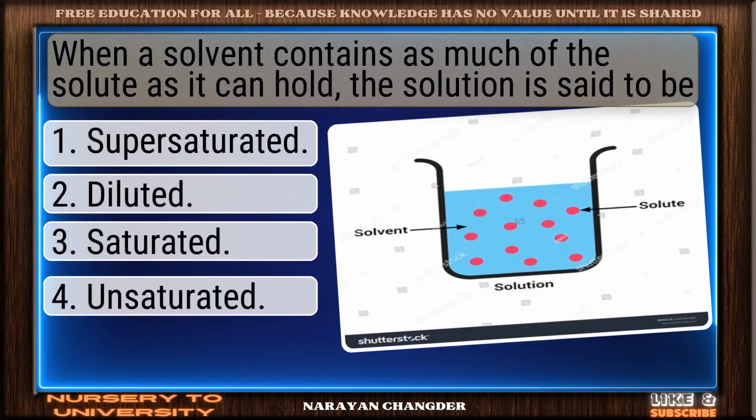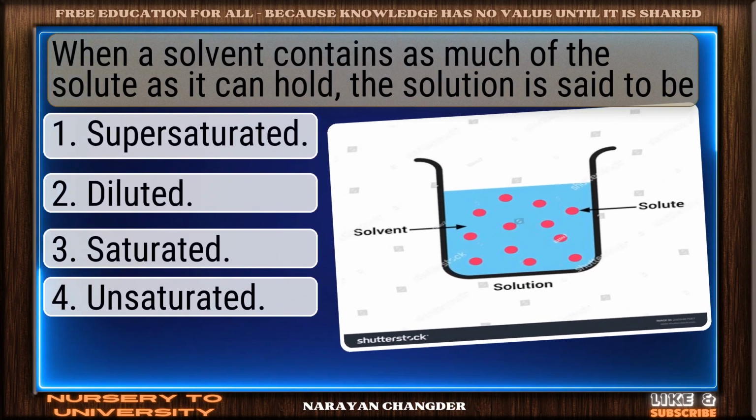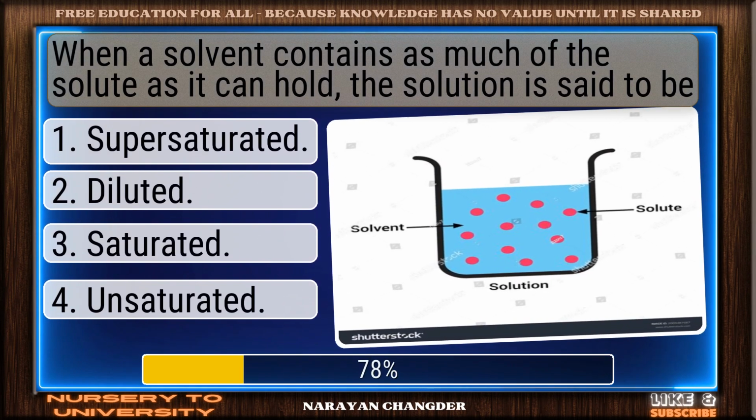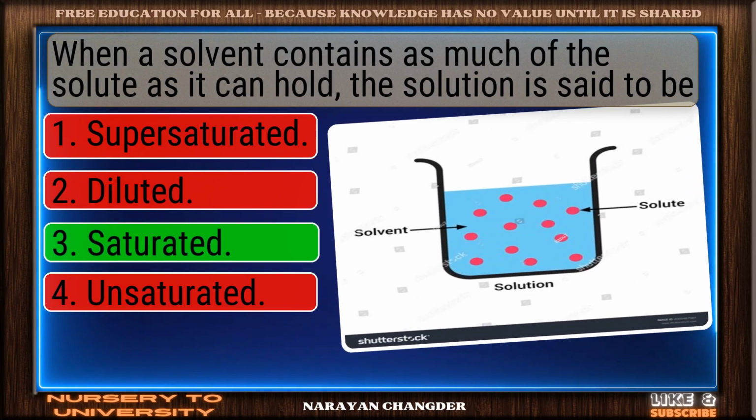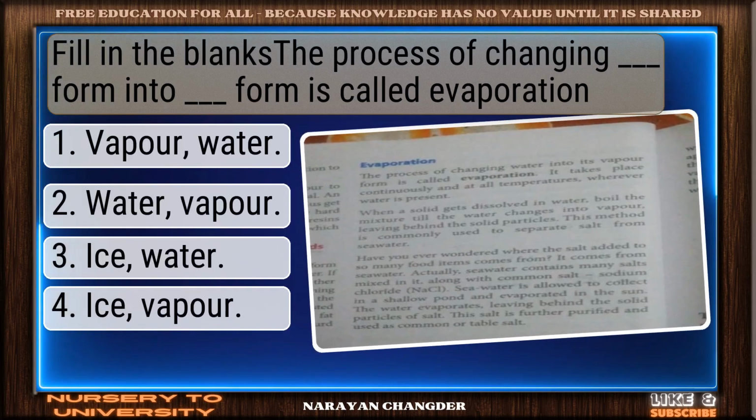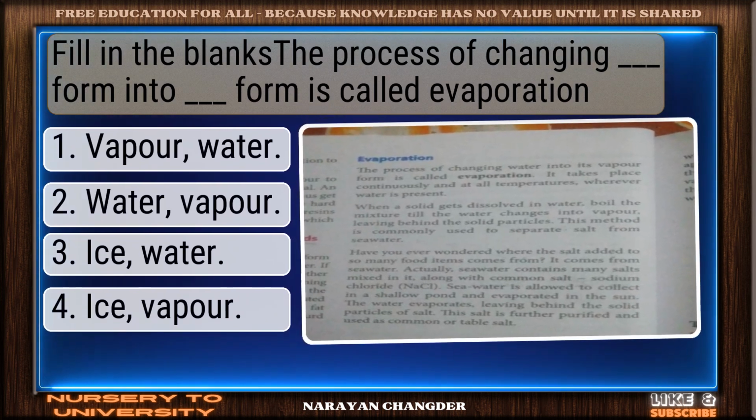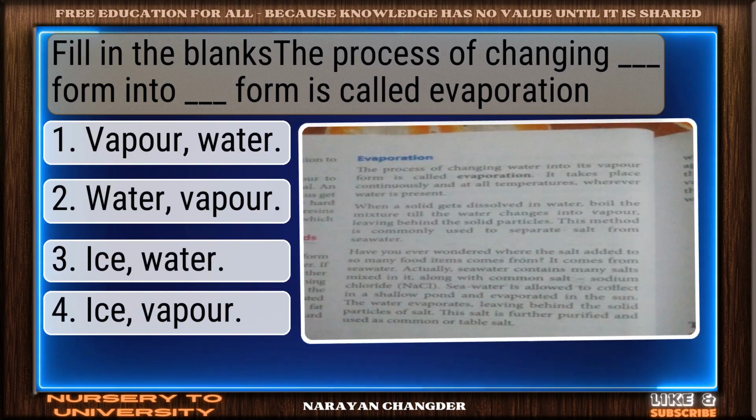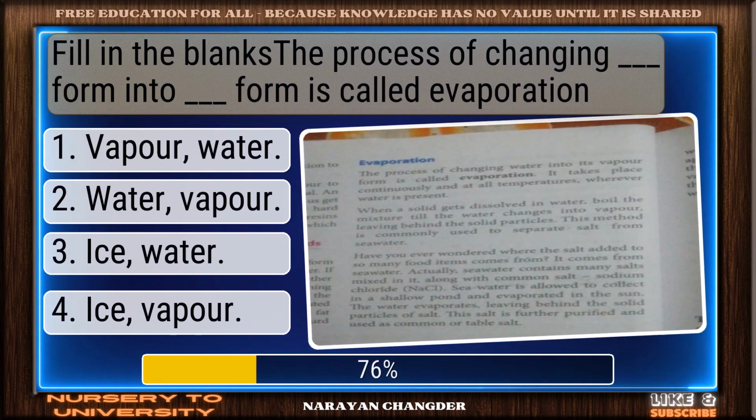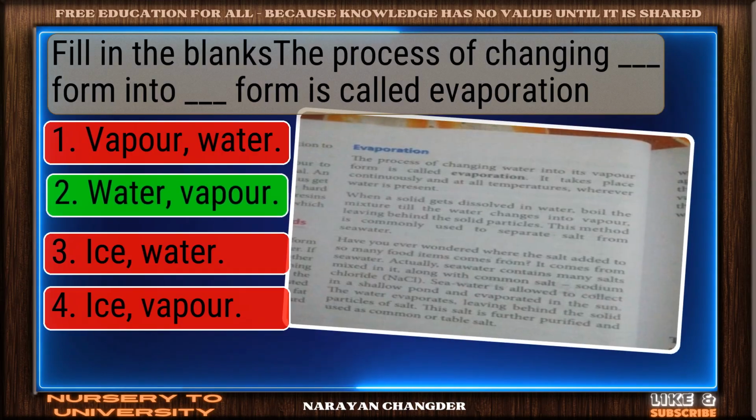When a solvent contains as much of the solute as it can hold, the solution is said to be. Good job. Your answer saturated works well here. Fill in the blanks. The process of changing dash form into dash form is called evaporation. Valid point. Water vapor is true.